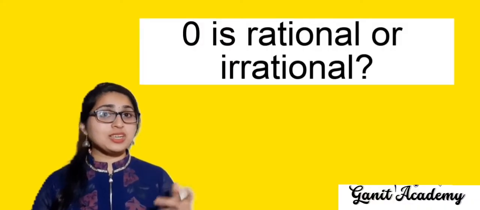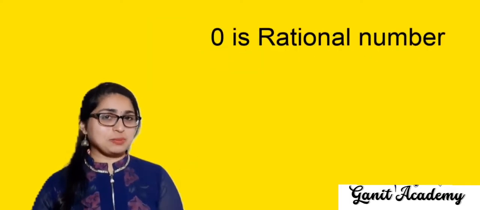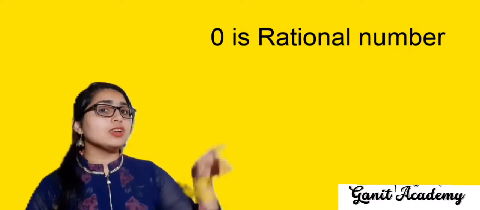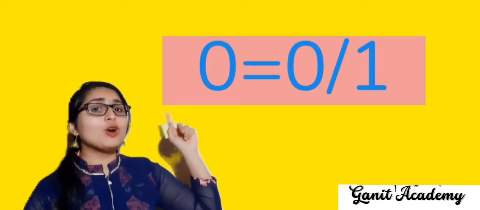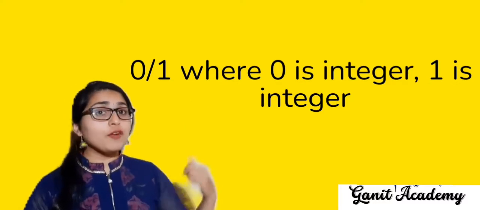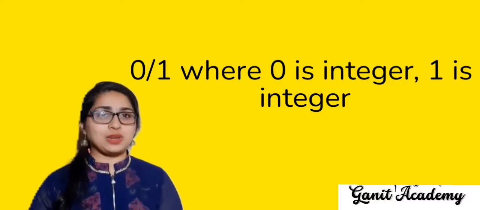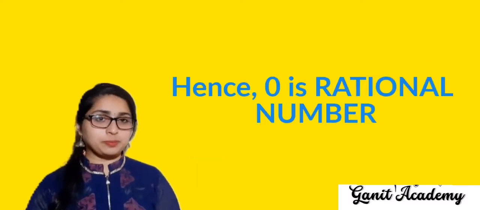Is 0 a rational or irrational number? 0 is a rational number. Why? Because 0 can be written in the form 0 divided by 1, where 0 is an integer, 1 is an integer and the denominator is not equal to 0. Thus, 0 is a rational number.